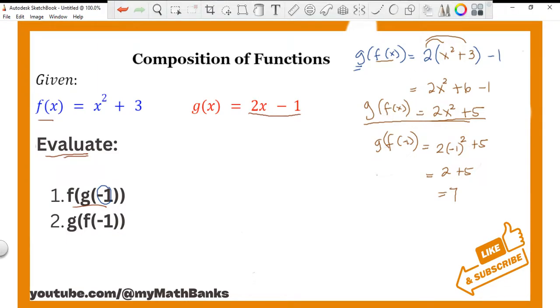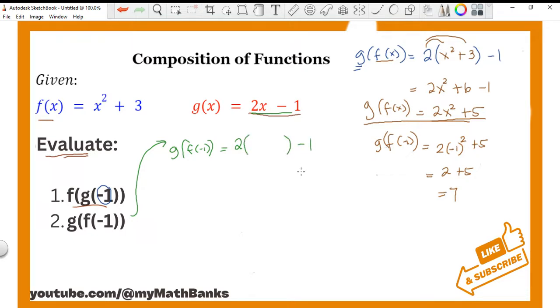Now, let's try to solve it without having to do that, and we'll just do this right away. Okay, so again, I'm going to start here because I don't have a lot of space. So the outside function is g, so this is your outside function. So, in fact, I'm going to copy that g of f of negative 1. Outside function is g, so I'm going to copy the g function, but instead of writing x, I'm going to replace that with parentheses minus 1. Okay. Now, inside this parentheses will be your f function because it's the inside function. So I'm going to have x squared plus 3, right?